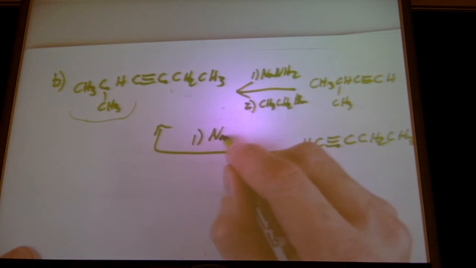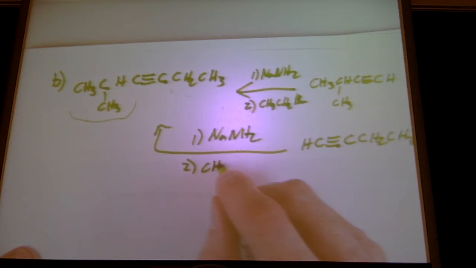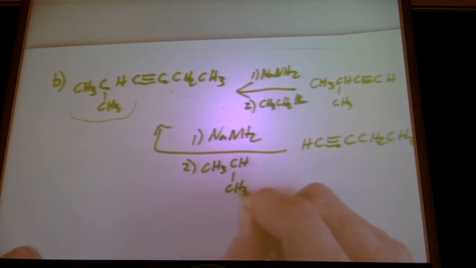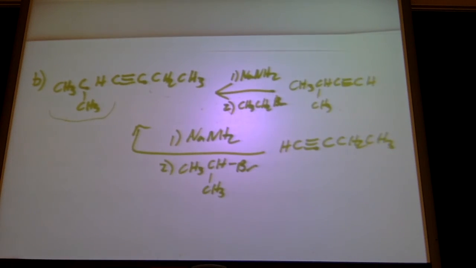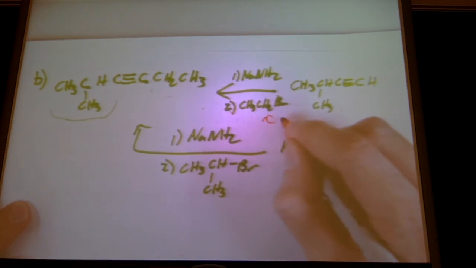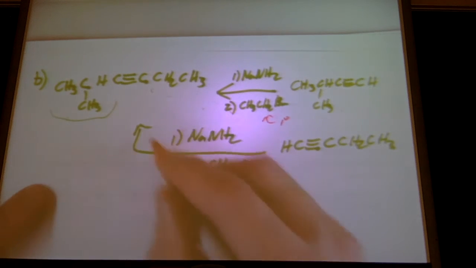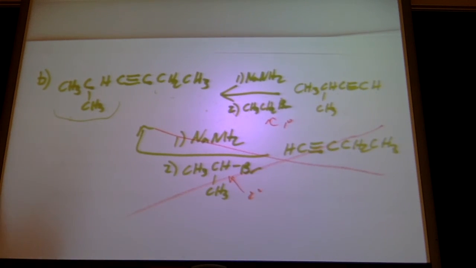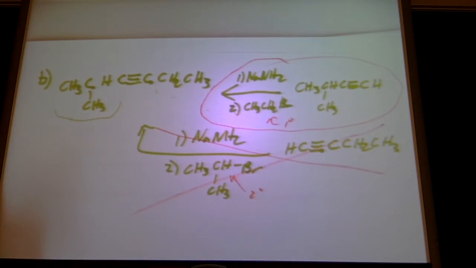So I took this part off and replaced it with the hydrogen. So again, NaNH2 takes off the hydrogen. So where it's attached to my triple bond, I'd put that attached to a halogen. But now if I look at this, this one's primary. This one's secondary. Remember, it only works for primary and methyl halides. And so I would not use that method. I would only use that one.